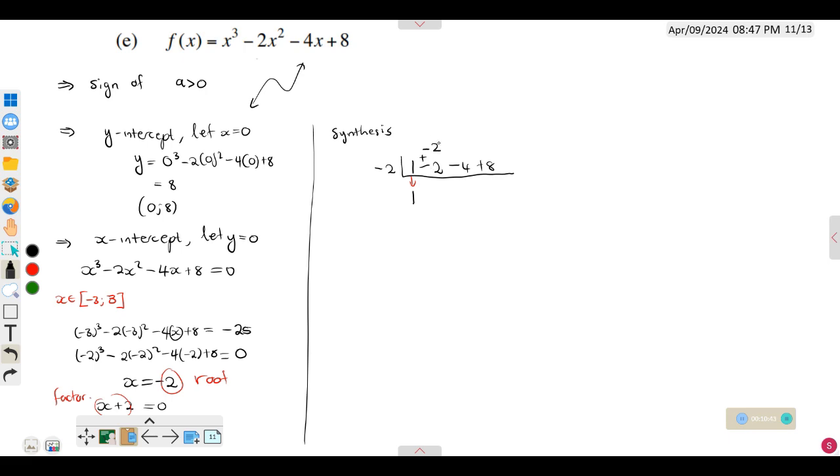Then it becomes negative 2 plus negative 2. So you are going to add those two, which gives you a negative 4. And then from there, you're going to say negative 2 times negative 4, which gives you a positive 8 now. And then you add. Remember, after multiplying, you write it on top of the next term. 8 plus negative 4, which is positive 4.